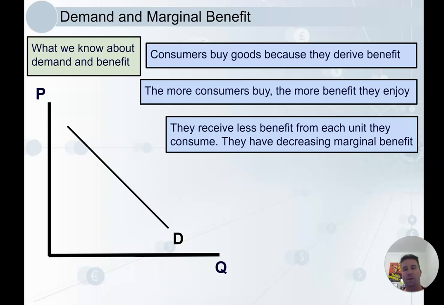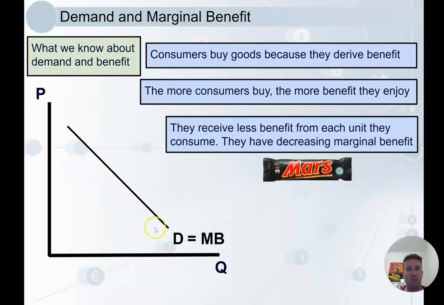So I'll remind you of the little game we played with the Mars bars, that each time you consumed another one, you enjoyed it less than the one before, right? It wasn't as good. So that just shows the general concept. We have decreasing marginal benefit. So the more we consume, decreasing marginal benefit. So from here on, really, we can say that demand equals marginal benefit, what we're willing to pay for it, right?